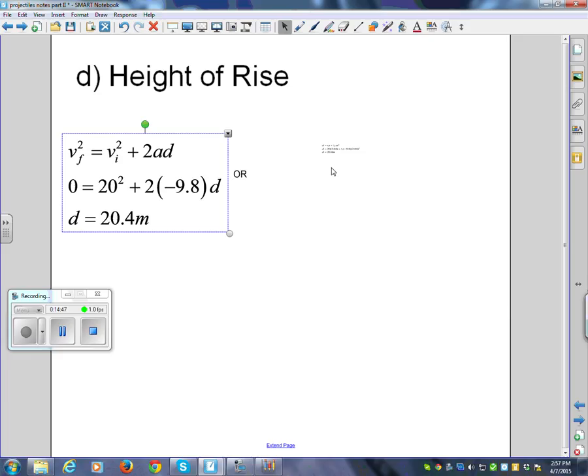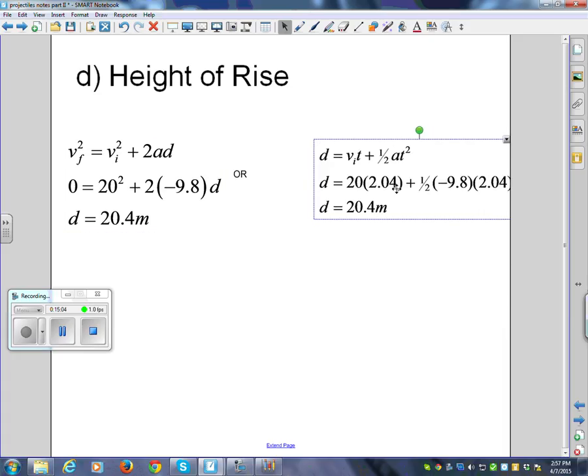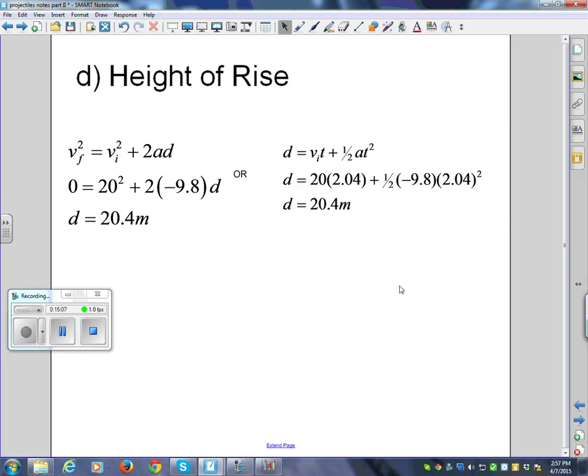What's the other formula to use? What would be the other way? VIT plus a half AT squared? Should it give you the same number? Sure should. Is that the one you would use, Zach? Probably. Yeah? Because it's like D equals, right? Because I always use that one for everything else. Okay. I never think of the other one. Same answer. What do you know? 20.41, but I've rounded down to 20.4.